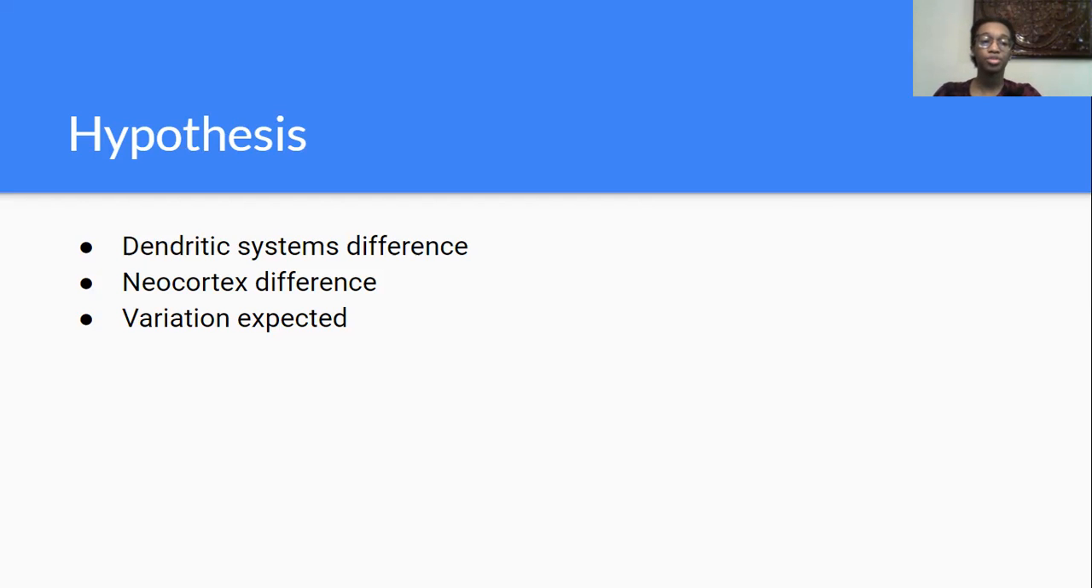The third part was the variation expected. They didn't really expect a lot of variation in some of the neurons present in both of these, such as the inner neurons. And this is because these neurons have been shown to be relatively the same morphologically in all of these mammals.